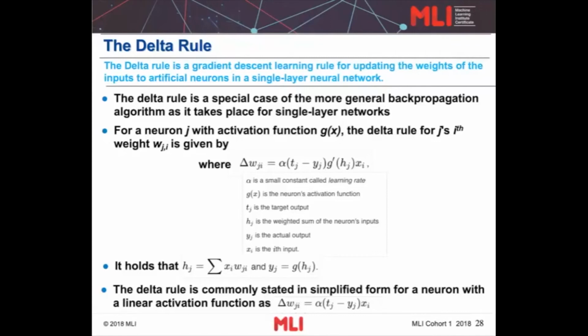Sometimes people just state it very simply at the bottom here. And again, I just showed you that h_j is equal to the sum of the x_i's times the w_ji's, and so forth, and y_j is just h_j put through the activation function. You can simplify it to not worry about the activation function at all, and the change in weight for neuron j for the ith weight is simply the learning parameter times the error times x.